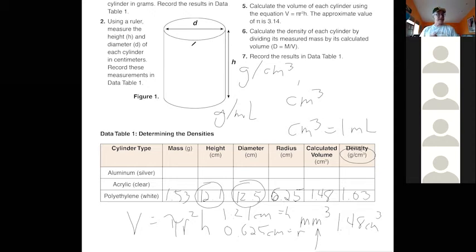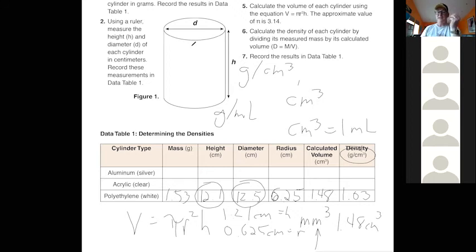Like I said, these are going to be tricky measurements to make, because even the tiniest difference, like between 12 millimeters and 12.2 millimeters, is going to give you a big difference in volume. We're squaring the radius, so if you're off a little bit on the radius, you're going to multiply that by itself, and that makes the error even bigger. So don't get down on yourself too much if you find out that your density of aluminum is not what it's given.